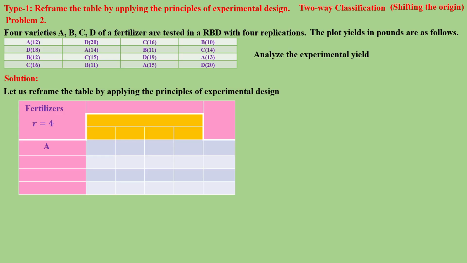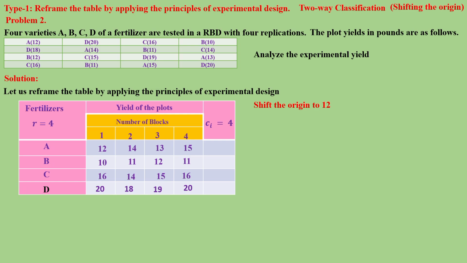So fertilizer, there are 4 types: A, B, C, D. Then yields, that is the number of blocks, 4 times 4 blocks. So first write the details for A: 12, 14, 13, 15. Then for B: 10, 11, 12, 11. Then C: 16, 14, 15, 16. Then D: 20, 18, 19, 20. So all are equal, C1, C2, C3, C4.